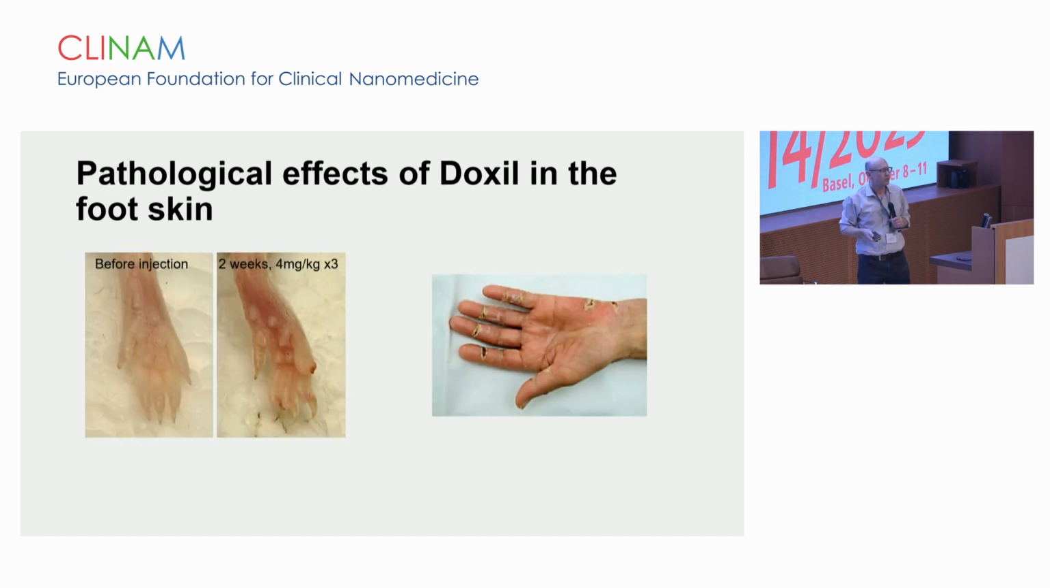But what happens to the mice or animals when we inject Doxil, really? So here's what you can do. If you inject them several times a week with Doxil, you can get some sort of toxicity. It's not really PPE, but it's something that we can work with because it's necrosis of the skin, not similar to people's toxicity.